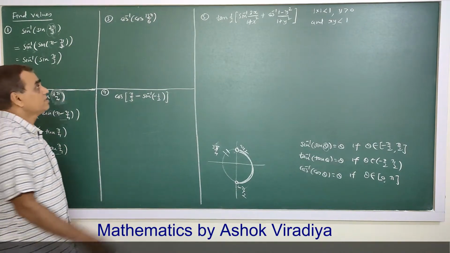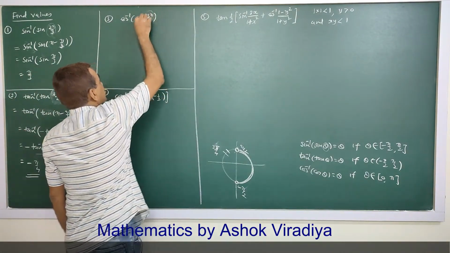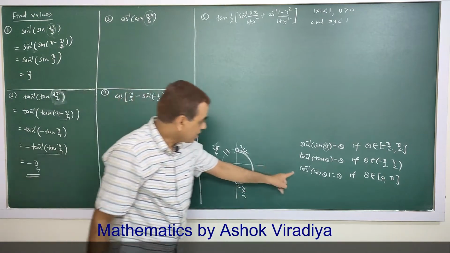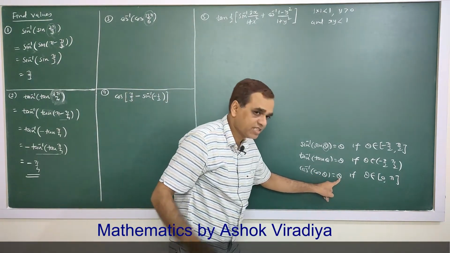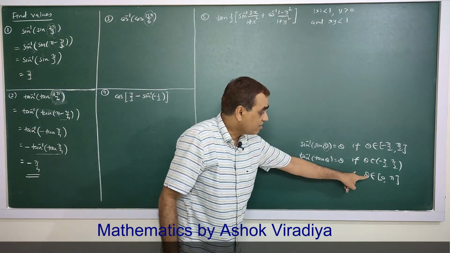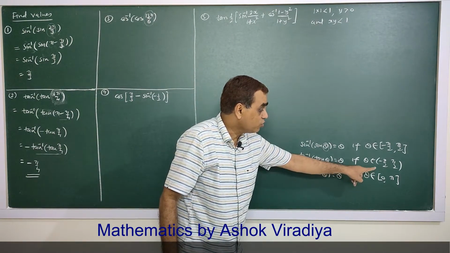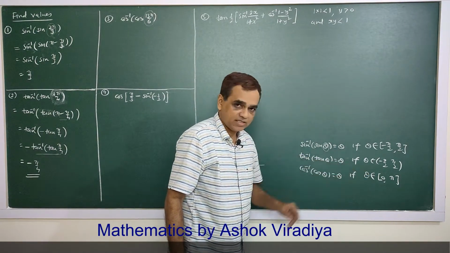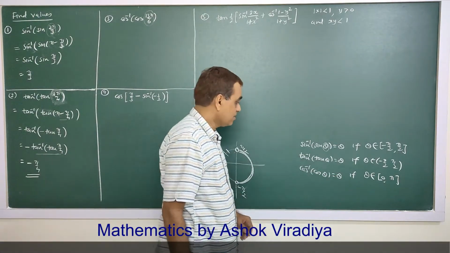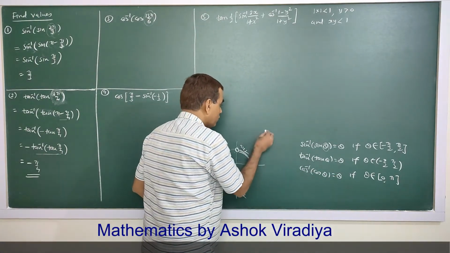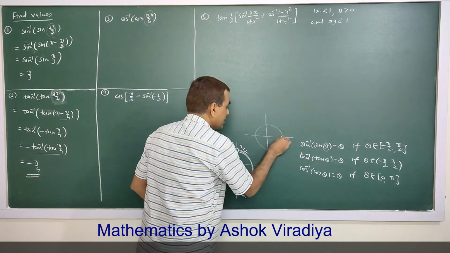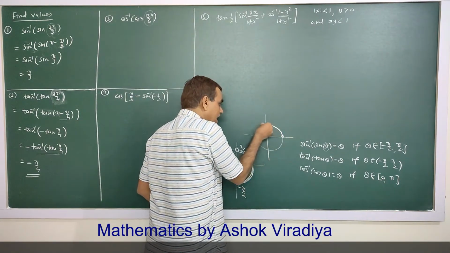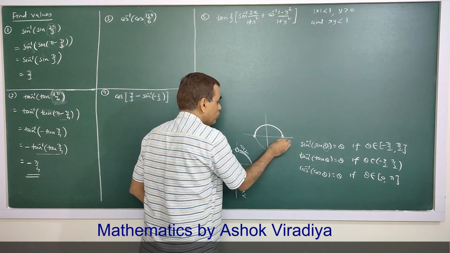Say here 13 pi by 6. Cos inverse cos 13 pi by 6 is equal to 13 pi by 6 if 13 pi by 6 belongs to 0 to pi. In the case of the cosine function, theta should be in the first half rotation, 0 to pi.